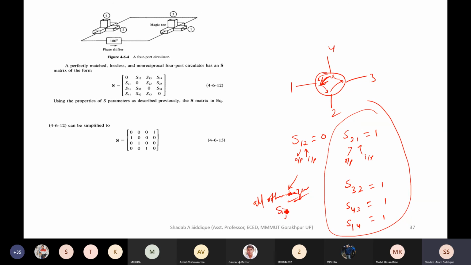So all other Sij is equal to 0. You can directly write it down: all others except this. I told you that if it is perfectly matched, perfectly matched means what? S11 is equal to S22, which is equal to S33, which is equal to S44, that is equal to 0.